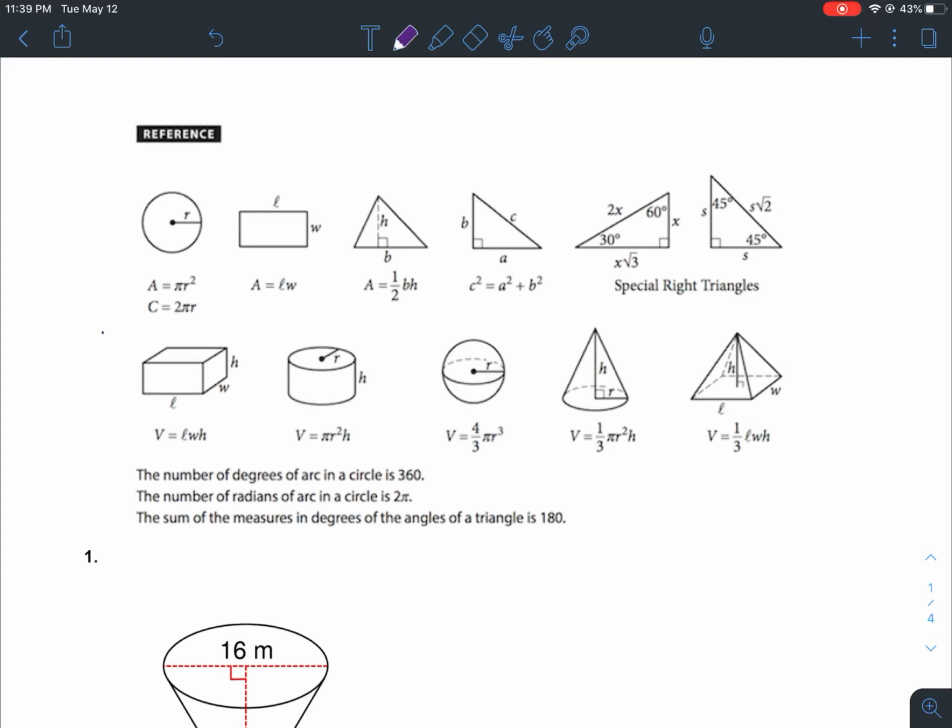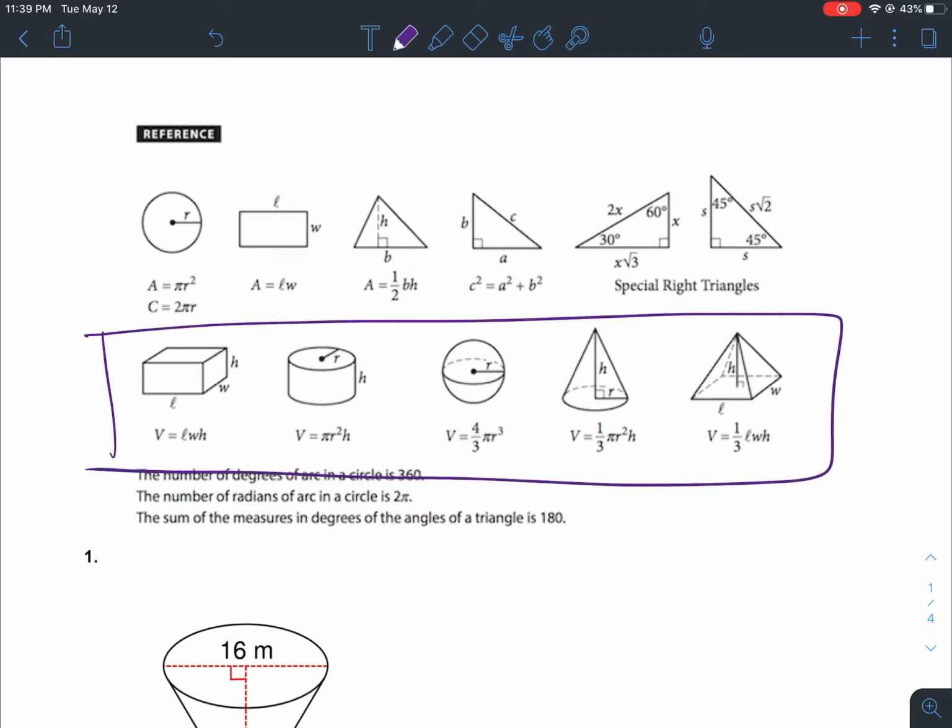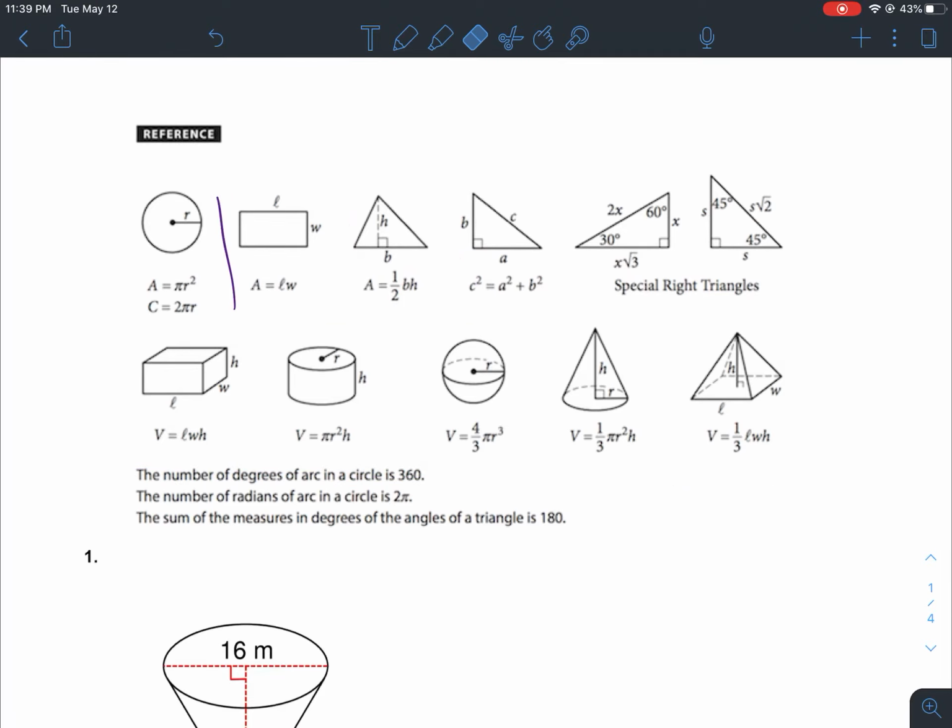And really what we focused on this unit was all of these formulas down here. And then we also, let's see, we didn't do any circles, but we did do area of a rectangle and area of a triangle. So we covered all of those things during this unit. So let's go ahead and get started.